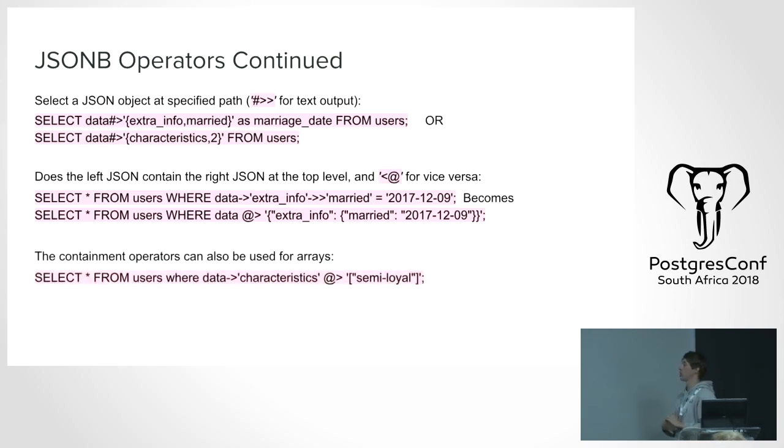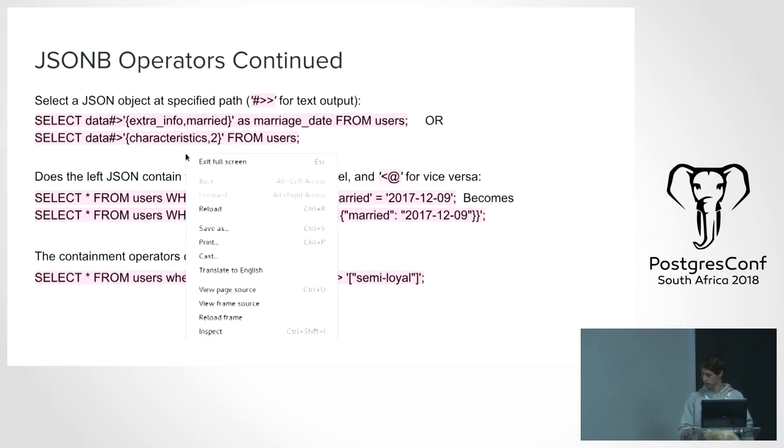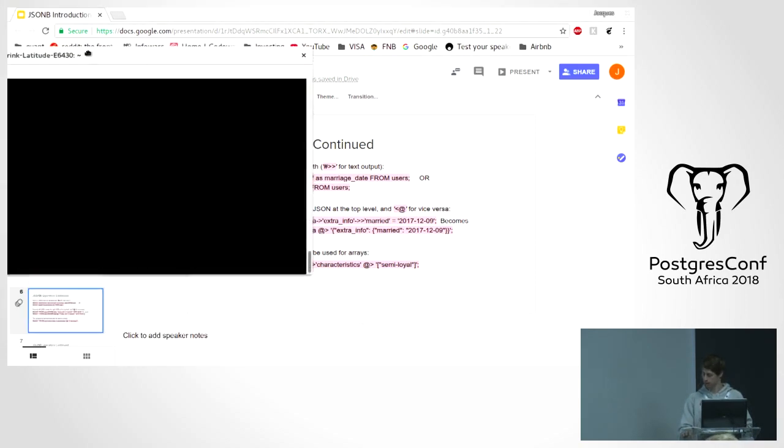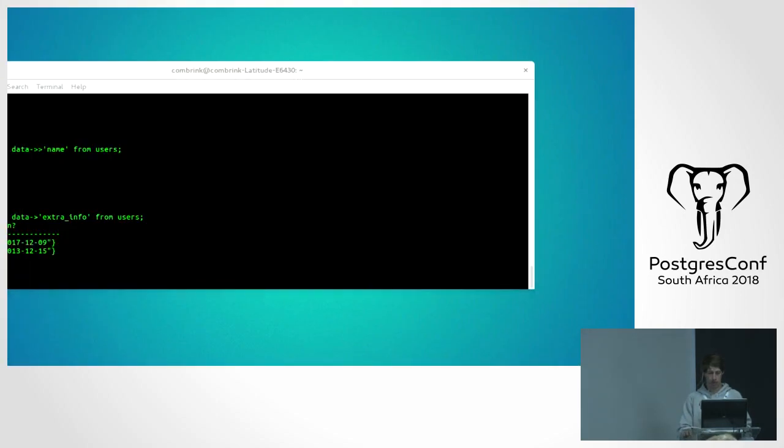The containment operators can also be used for arrays. So you can bore into the JSONB, call on characteristics, and the result set will be the arrays, and you can ask that array, do you contain semi-loyal? And it will return true or false, depending on. Let me illustrate that for you.